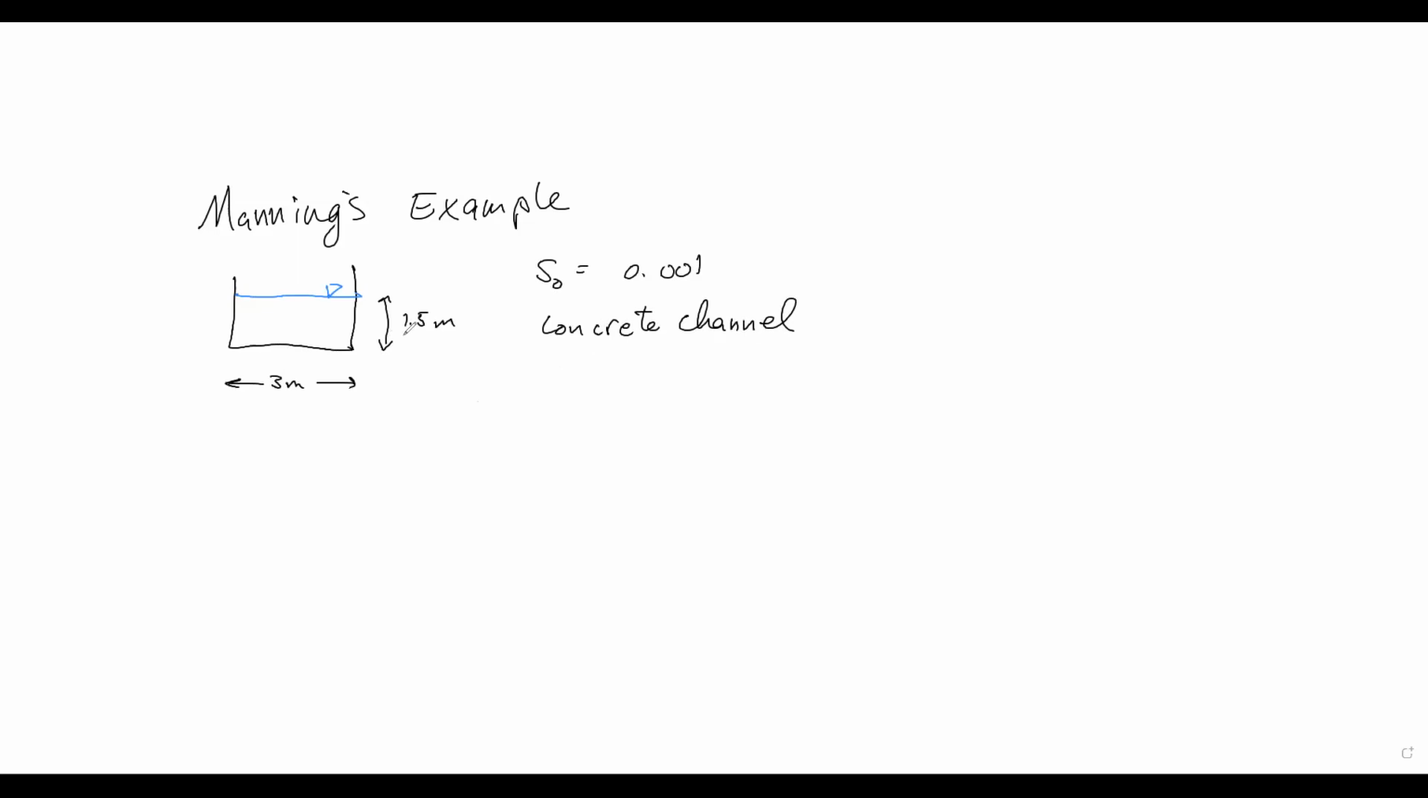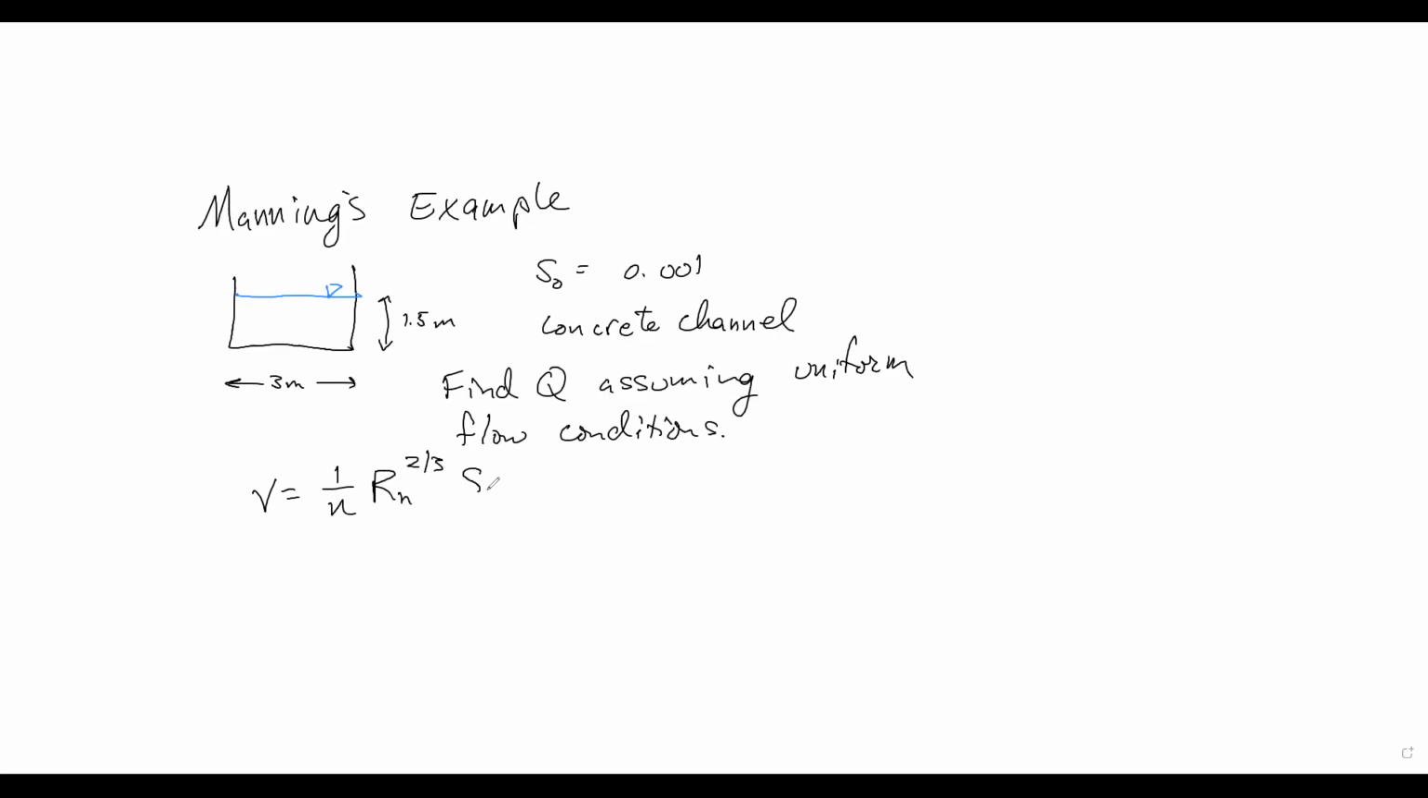Given this flow depth and width, find Q assuming uniform flow conditions. So how do we do this? Well, let's look at our Manning's equation. V is equal to, we are metric, so we're just going to say 1 over n, R_h to the 2/3, S naught to the 1/2. This is very simple plug and chug.